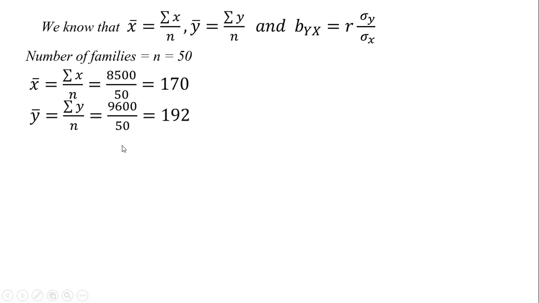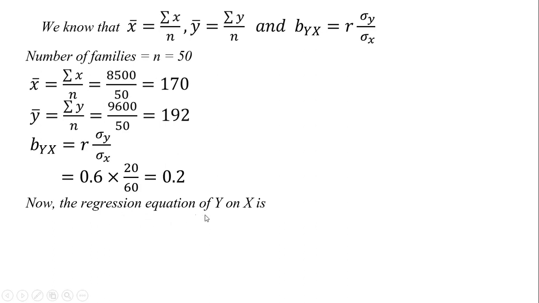Now we find byx. Byx is equal to r into sigma y upon sigma x. We only have to substitute the given values. R is 0.6 into sigma y is 20, sigma x is 60. It is equal to, cancelling these two, 2 upon 6, here we get 3, 0.6 upon 3, we get 0.2.